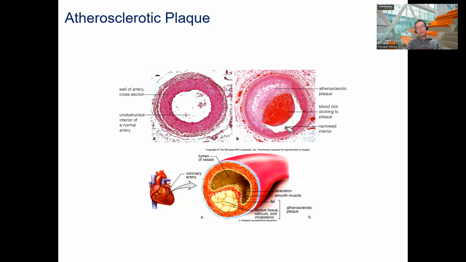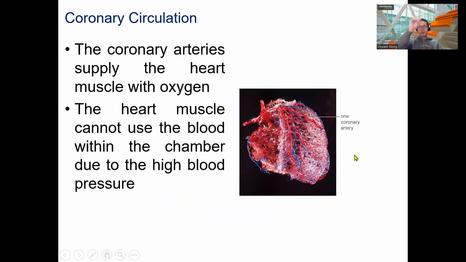Okay. Professor, is that what would cause a stroke? Yes, that is exactly my next line. Thank you for bringing that up. But before stroke, we will talk about heart attack as well.